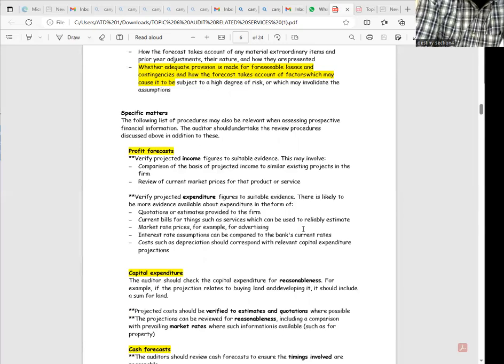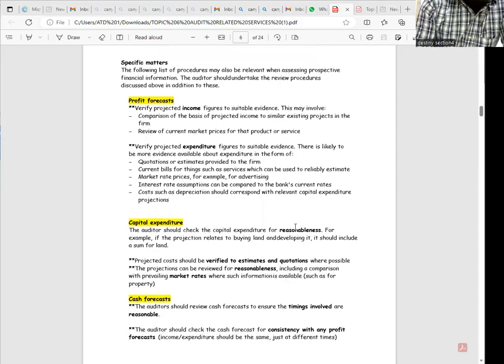This may involve comparison of the basis of projected income to similar existing projects in the firm, and review of current market prices for that product or service. Verify projected expenditure figures to suitable evidence. There's likely to be more evidence available about expenditure, in the form of quotations or estimates provided to the firm, and current bills for things such as services, which can be used to reliably estimate.